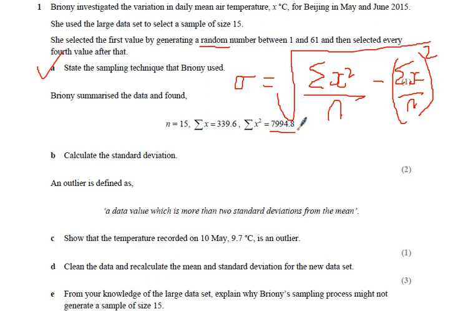So we're going to use that, and we have these values. Sigma x squared is this value, which goes in here. The n value 15 obviously goes in there. And then in this bracket, we use 339.6 and 15 again. Put it all in the calculator in one big go, and you should get the right answer. Okay, I'll leave you to do that one. I assume you can pop that into the calculator.